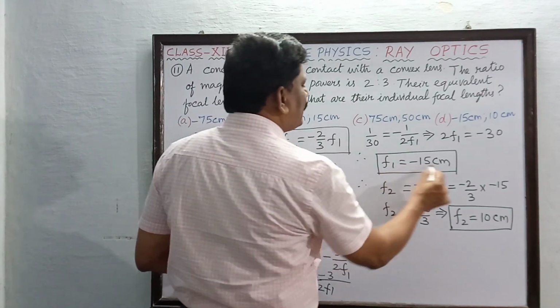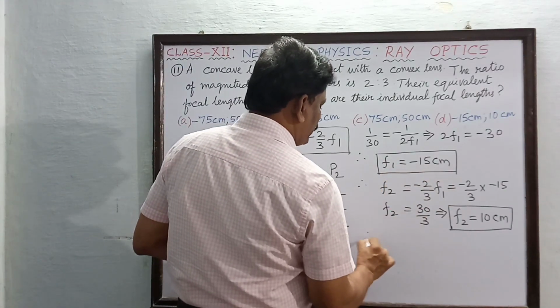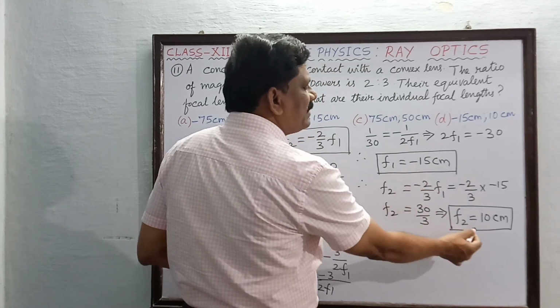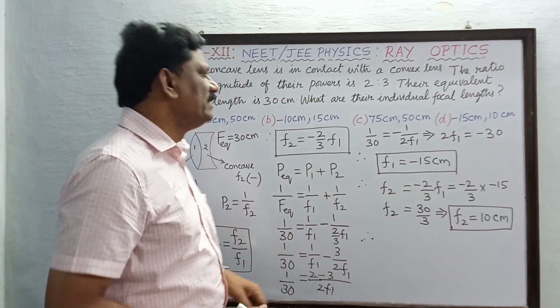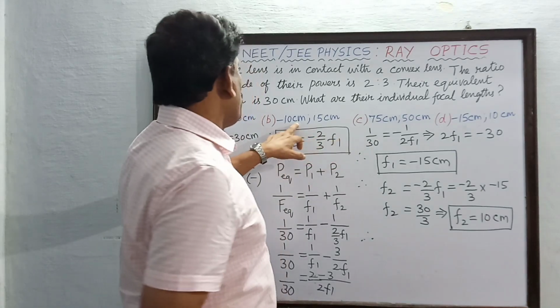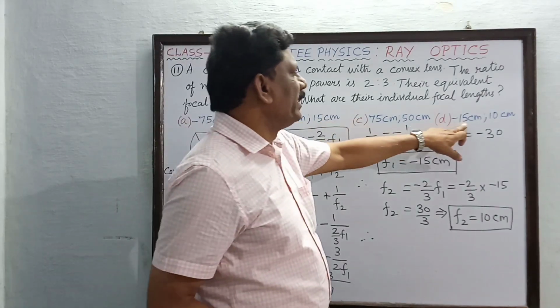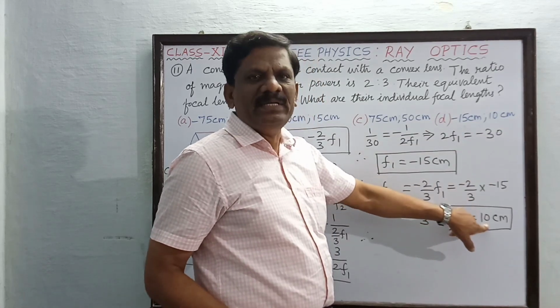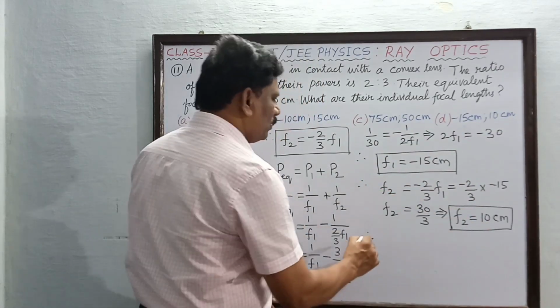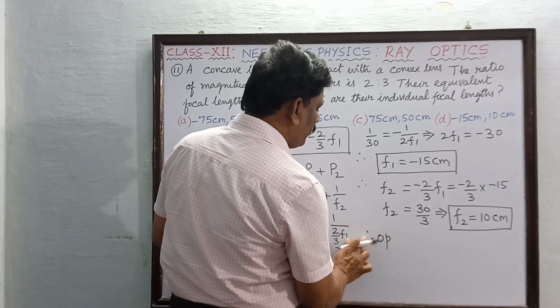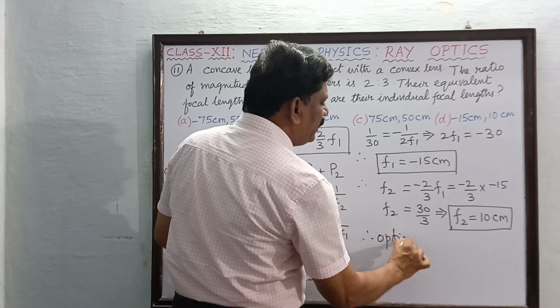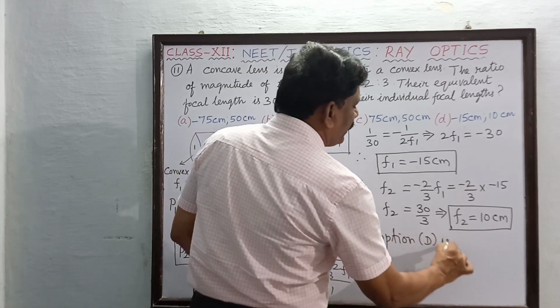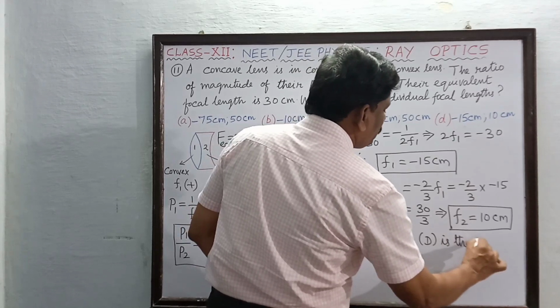So now we get the answer. Therefore, f1 is minus 15 centimeter and f2 is plus 10 centimeter. So which option is the correct one? You see here minus 15 centimeter and 10 centimeter. So that is the right answer. Therefore option D is the correct answer.